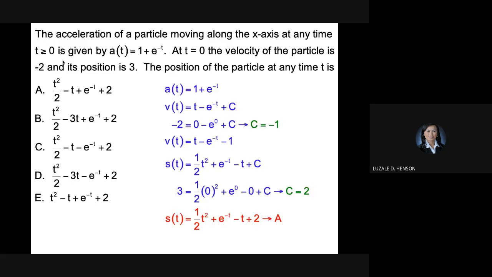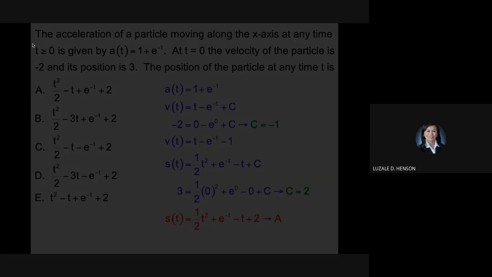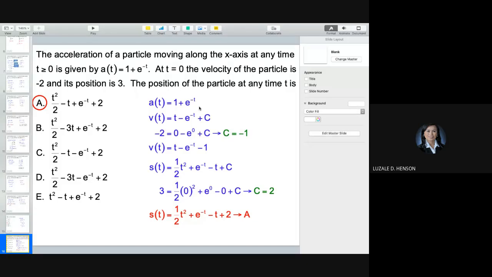We integrate both sides. First, this is the expression that's given, right? We know that when we integrate acceleration, we get velocity, because the derivative of velocity is acceleration. So we integrate, and we get velocity. The integral of this is t. The integral of this is negative e to the negative t. Then you add plus c, because you integrated.